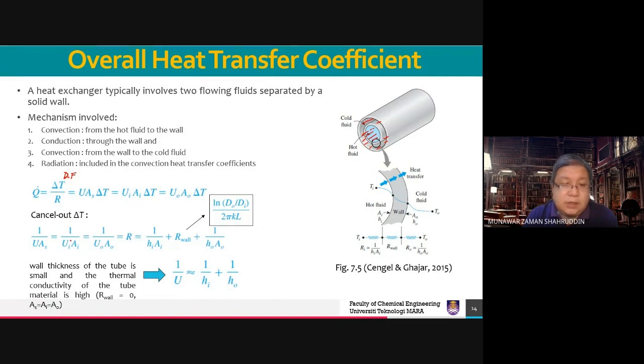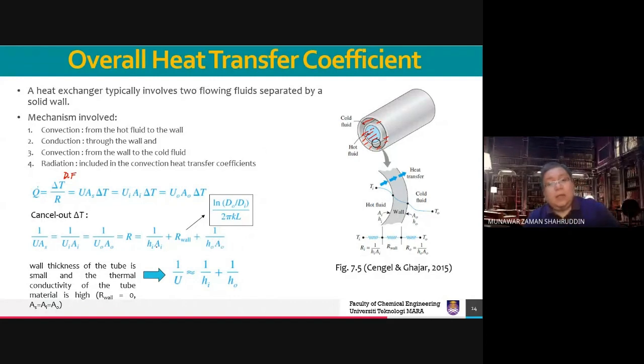It's the same. So for overall heat transfer coefficient, or for overall resistance, you might find that it is 1 over HiAi plus R1, which is conduction. This one is because of a cylinder. This one is the wall for a cylinder, the tubing here, because it has thickness. And 1 over H naught A naught.